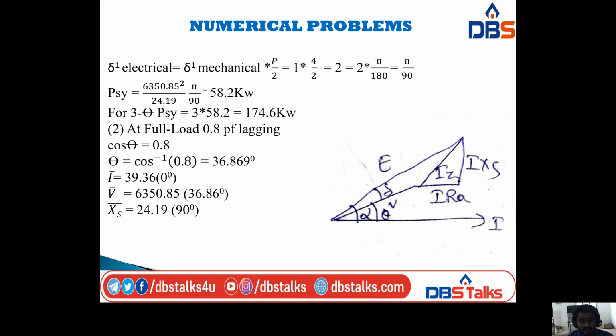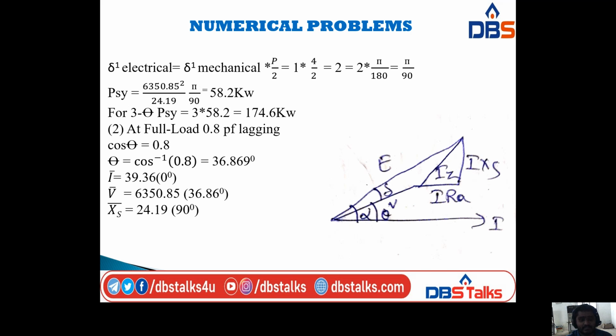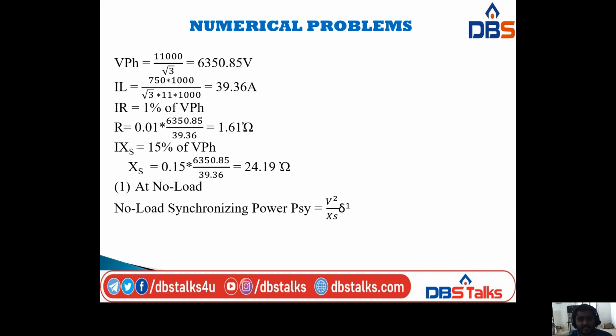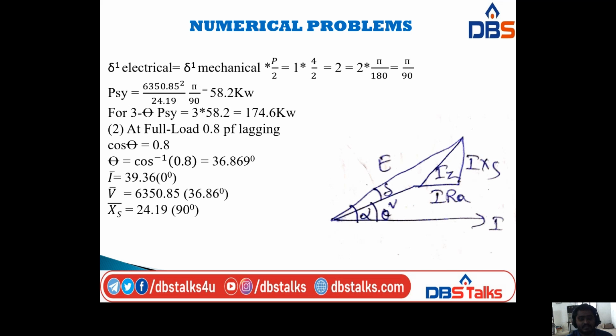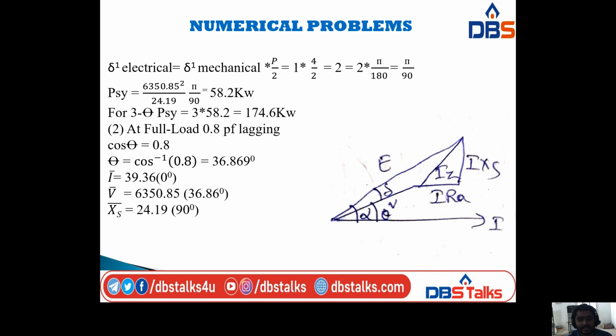Next, the I value: in the previous slide we calculated the I value, that is 39.36. So taken here, I is equal to 39.36, and V bar is equal to 6350.85 at an angle of 36.86 degrees. And the reactance drop, that is XS, is equal to 24.19 ohms at an angle of 90 degrees.